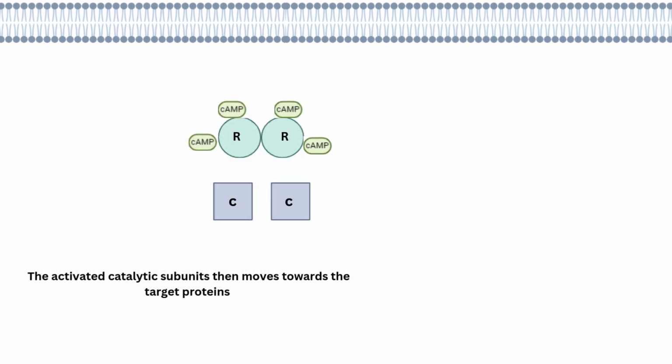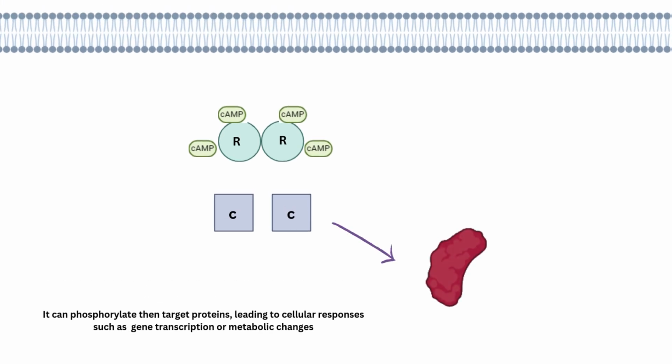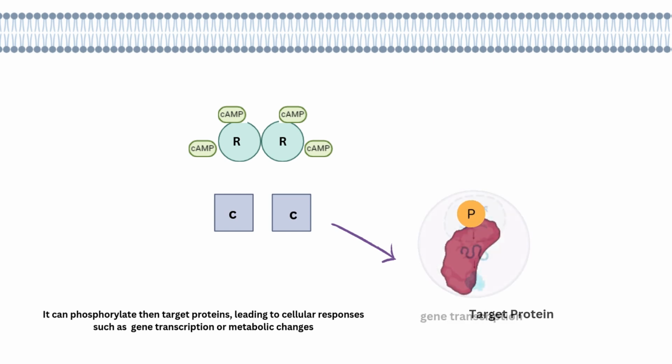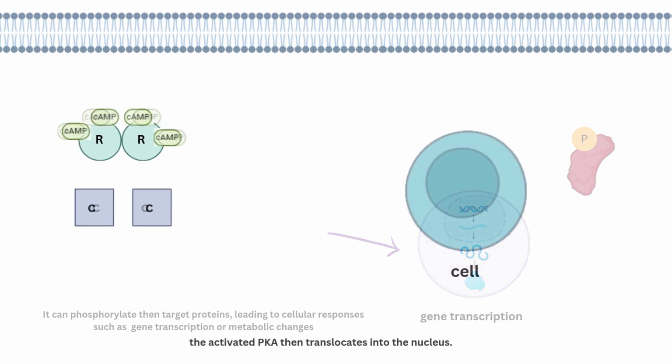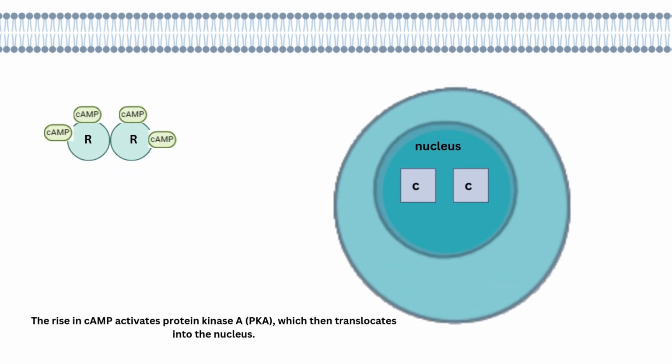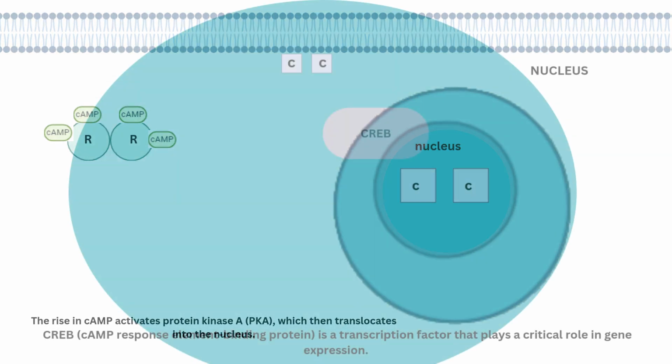The activated catalytic subunits then move towards the target proteins. They can phosphorylate target proteins, leading to cellular responses such as gene transcription or metabolic changes. The activated PKA then translocates into the nucleus.